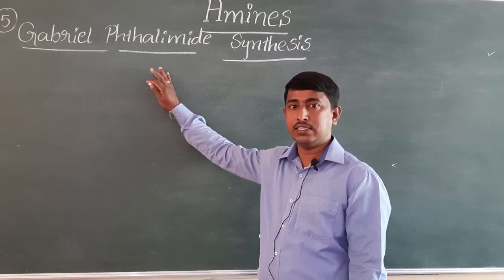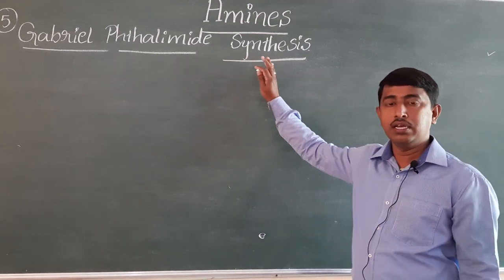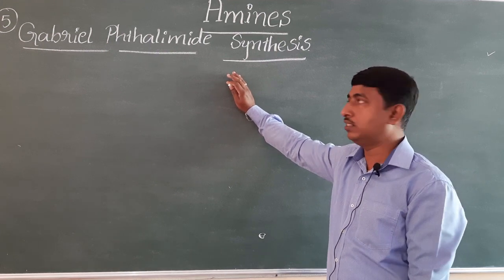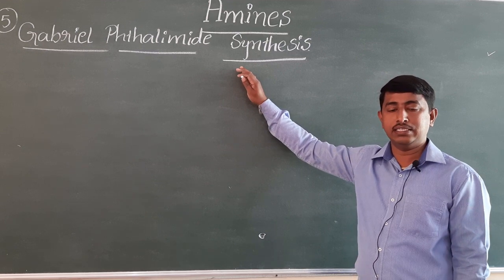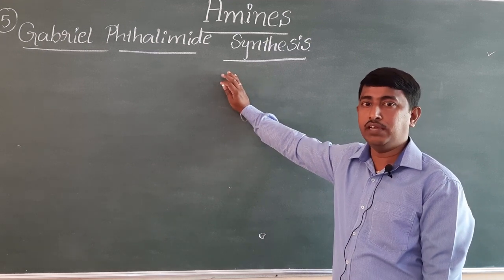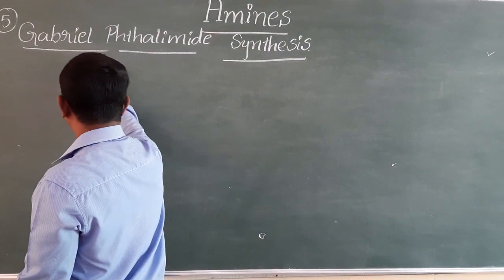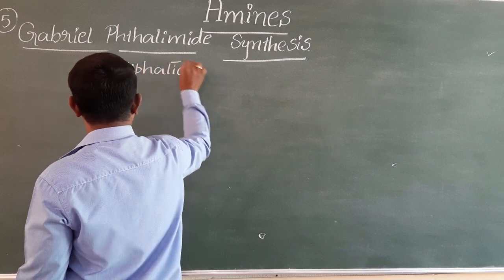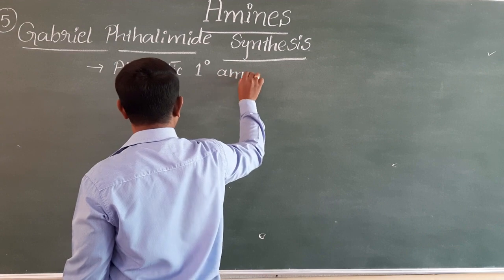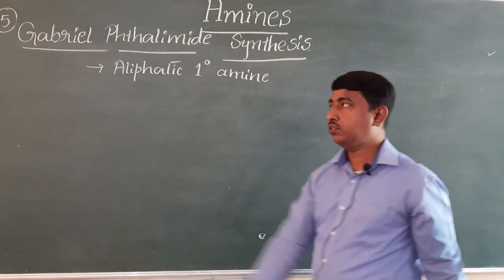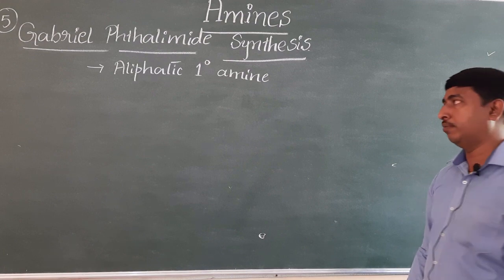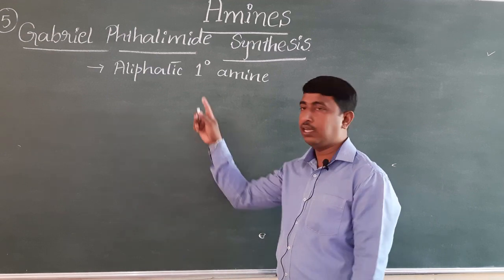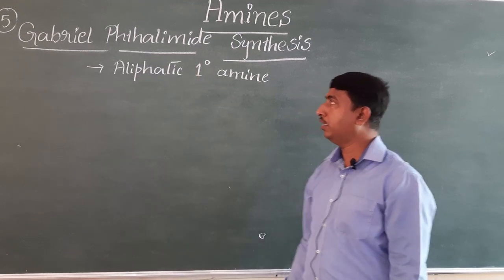Today we are going to discuss an important method which is used for the preparation of amine, that is Gabriel phthalimide synthesis. This method is used only for the preparation of aliphatic primary amine. Now the starting compound in this method is phthalimide. So we are taking phthalimide in the reaction Gabriel phthalimide synthesis.